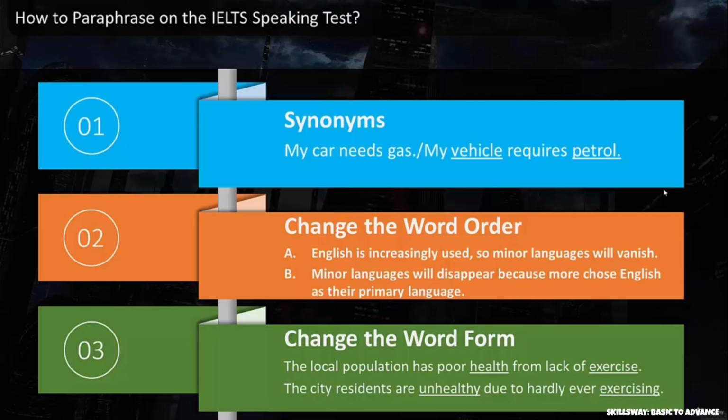The local population has poor health from lack of exercise. The city residents are unhealthy due to hardly ever exercising. Changing word form is important. It's impressive, showing that you have that ability.